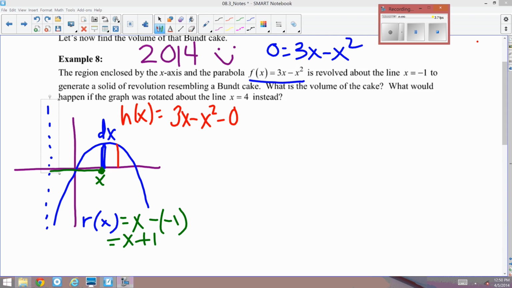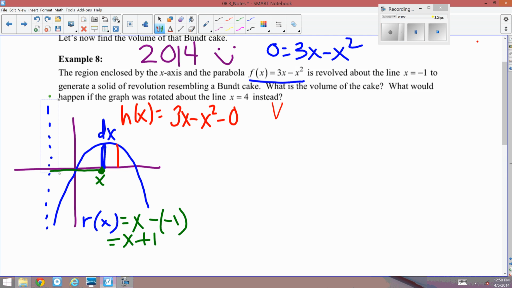So now let's set up our integral. Volume equals, since we're doing the shell method, 2 pi, going from 0 to 3. My radius is x plus 1. The height is 3x minus x squared, dx. We have our 3 dimensions: 1, 2, 3.